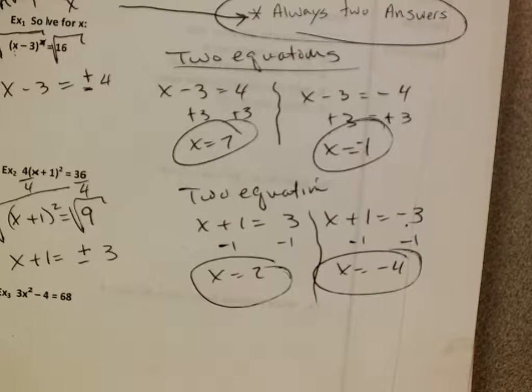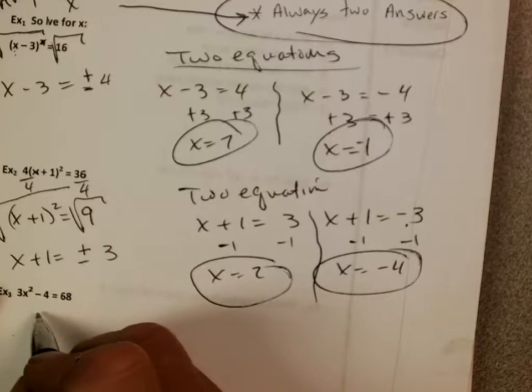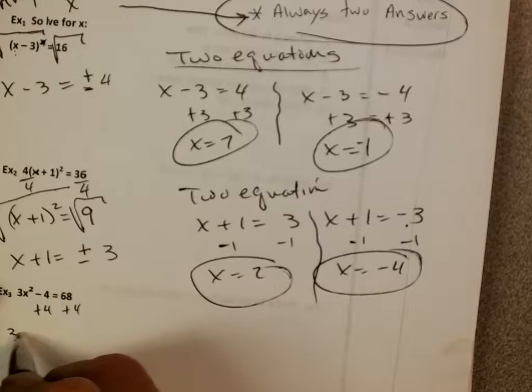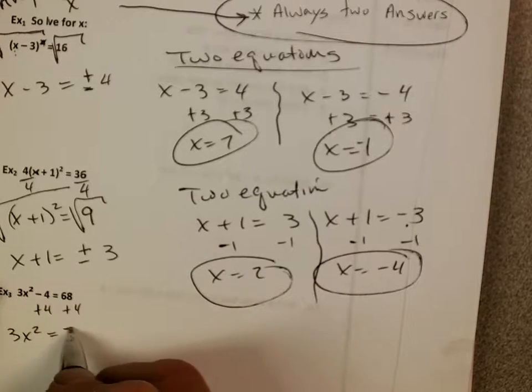All right, number 3. All right, let's do this one. So I'm going to go solve first. I'll go plus 4 plus 4. So I got a 3x squared equals, I think that's 72.